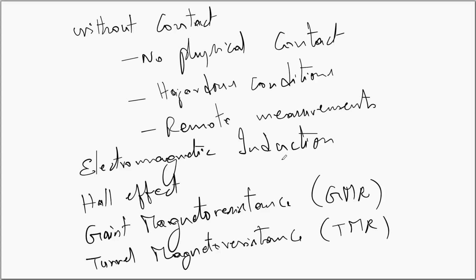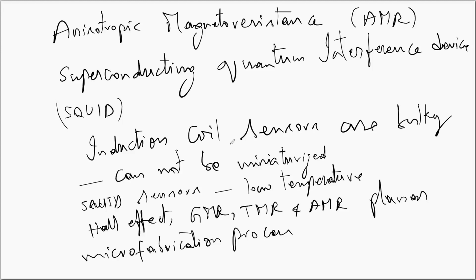A striking difference exists between magnetic field sensors and other sensors. That is, no need to have physical contact. Remote measurements are possible in magnetic field sensors. The magnetic field sensors are developed using various physical phenomena. The physical phenomena used to develop the magnetic field sensors are electromagnetic induction, Hall effect, giant magnetoresistance, tunnel magnetoresistance, and the anisotropic magnetoresistance or the AMR.